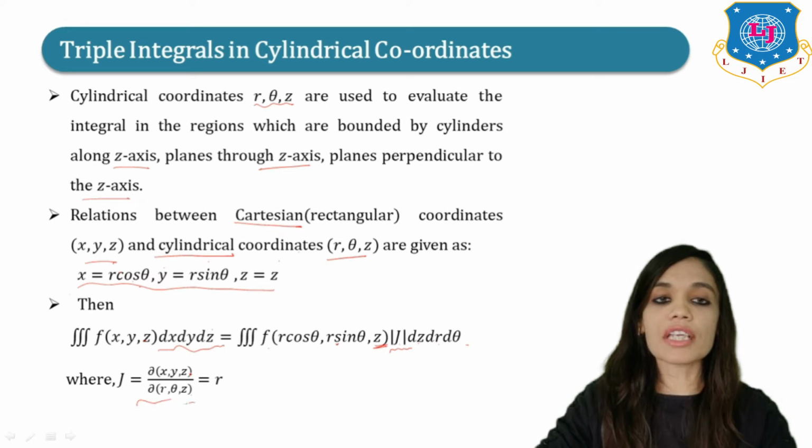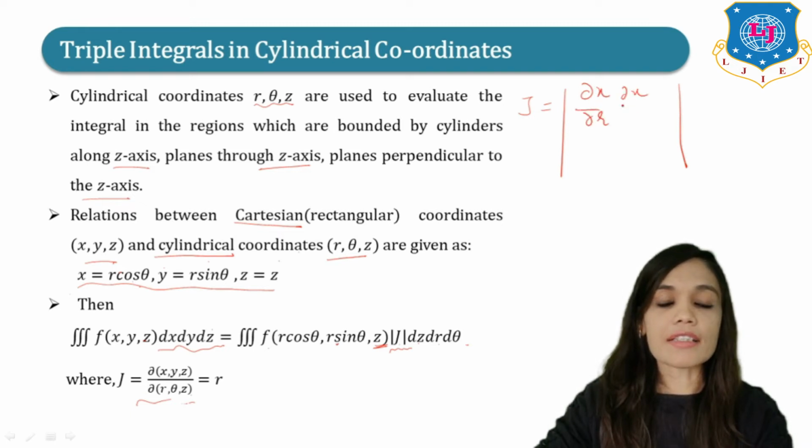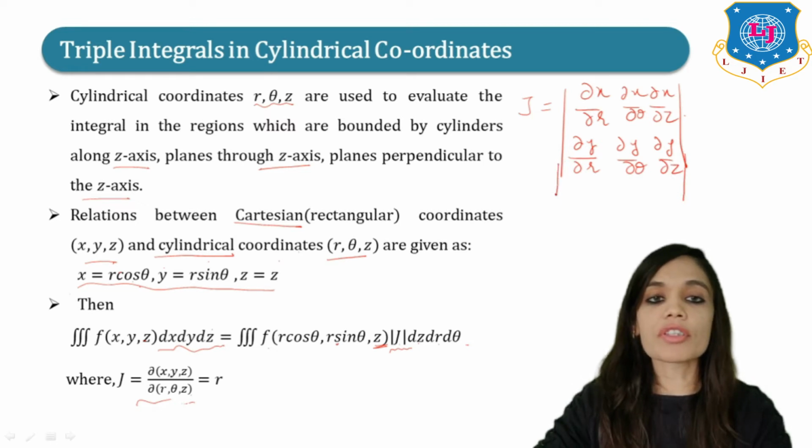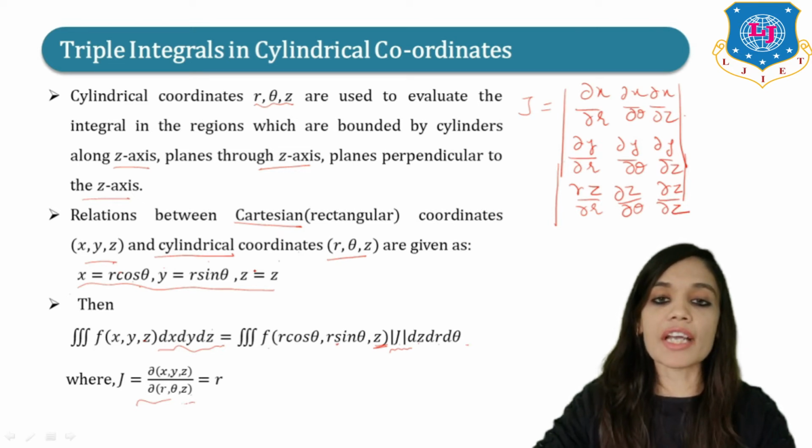Now this J can be written as the determinant of del x upon del r, del x upon del theta, del x upon del z. Similarly, differentiate with respect to y: del y upon del r, del y upon del theta, del y upon del z. And lastly, differentiate with respect to z: del z upon del r, del z upon del theta and del z by del z. Now we have the values of x, y and z as this.